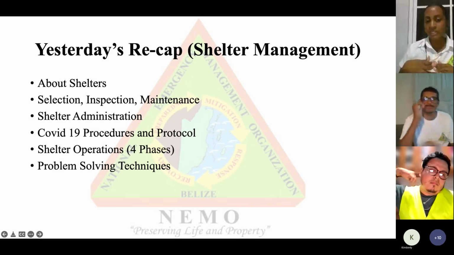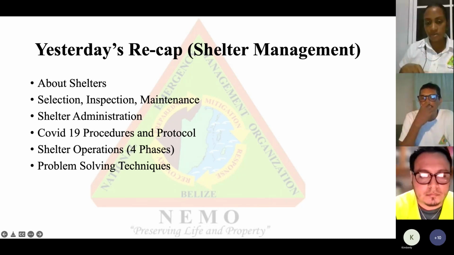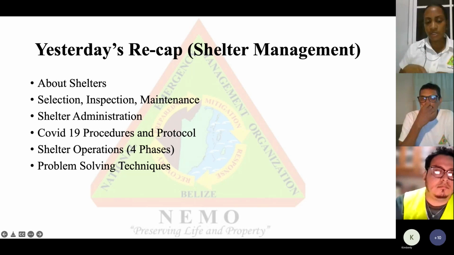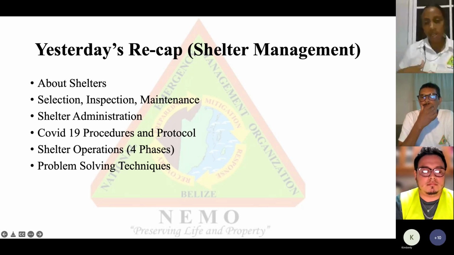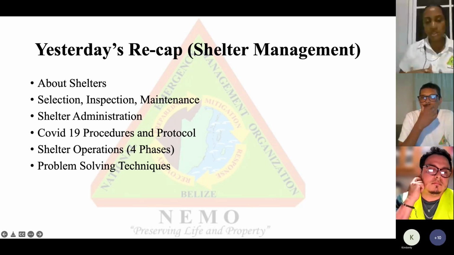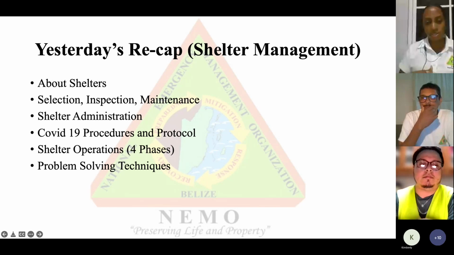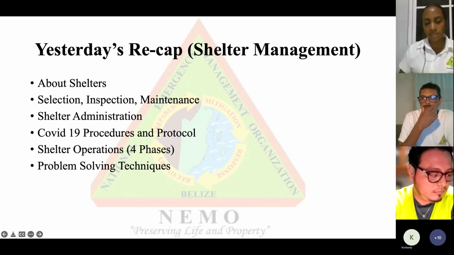We also went over the COVID-19 procedures and protocols. We talked about the number of people that should be in a small standard classroom, and that number is 10, socially distanced by family or by individuals coming into your shelter. This is, of course, to prevent the spread of COVID and to keep everybody safe, including you as a volunteer and public officers. Those procedures were put into place in 2020 and they're still very relevant.